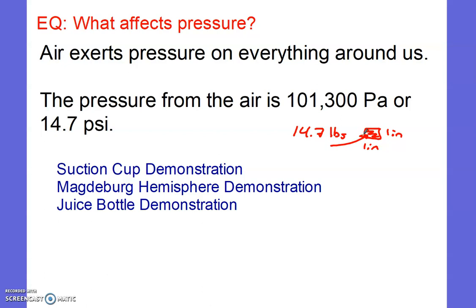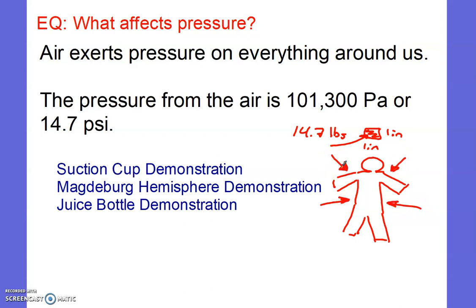And so the question is, why aren't we crushed by all of this pressure? The reason we're not crushed is because there's an equal amount of pressure pushing outward. So if we look at our body here, there is pressure pushing in from all directions from the air. But the things inside our body, the air in our lungs and our bones and our muscles and the fluid like our blood, that is pushing out with an equal amount of pressure, which is preventing us from being crushed.